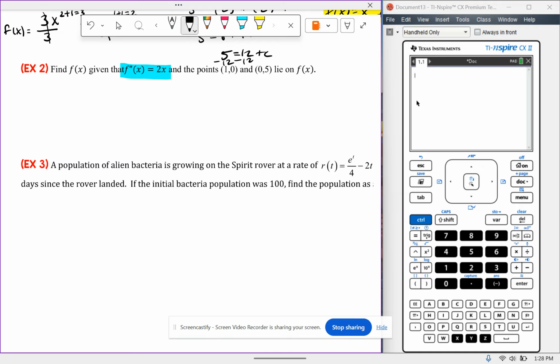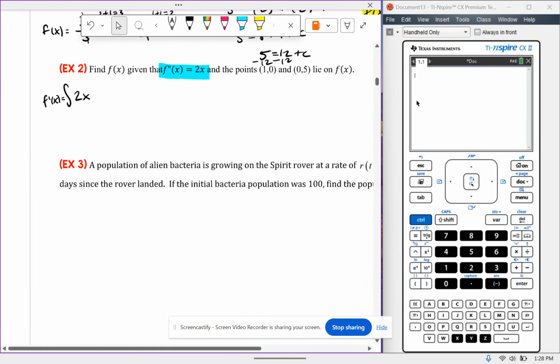So first, we're going to integrate that second derivative to get the what? First derivative, right? So let's label our stuff so we don't get lost. All right, so I'm finding the first derivative. I'm integrating the second derivative. And I'm going to be getting something that looks like this. 2x squared divided by 2 plus c.